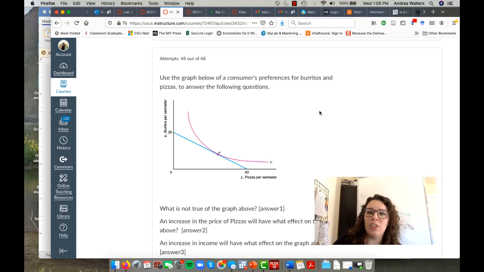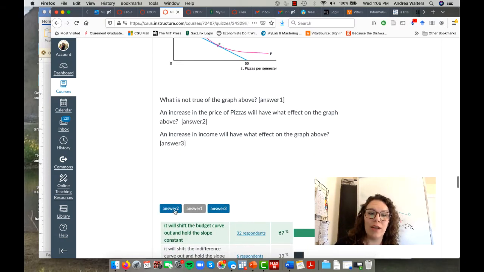The next question that some people had some trouble with was this question about using one of our examples from class of looking at a consumer who has preferences for burritos and pizzas. We have a budget constraint here, an indifference curve here, and an optimal bundle E here. The first question says, what is not true about this graph? Well, let's see.